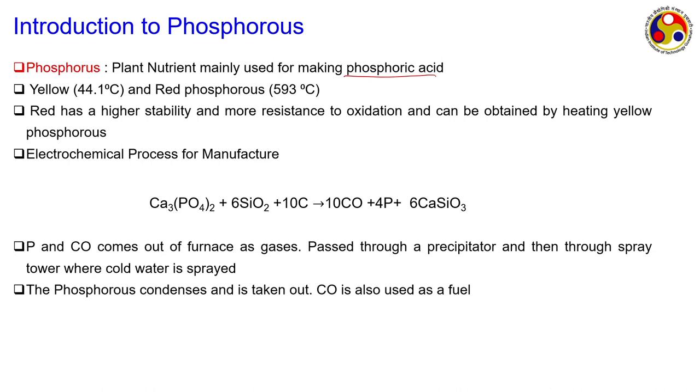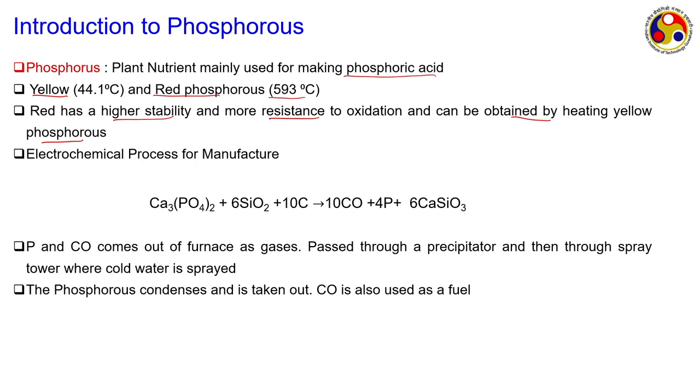So let us first discuss phosphorus. As you know, phosphorus has two allotropes, the yellow form and the red form. Yellow phosphorus is not that stable. It is thermally not at all stable, neither to oxidation. If you heat the yellow phosphorus, the melting point is around 44.1 degrees Celsius, and it will convert to the red phosphorus. The red phosphorus has a melting point of 593 degrees Celsius. So red has a higher stability and more resistance to oxidation and can be obtained by heating yellow phosphorus.